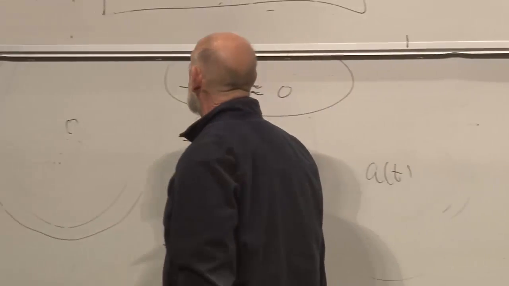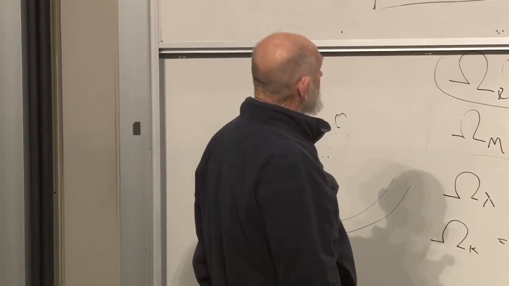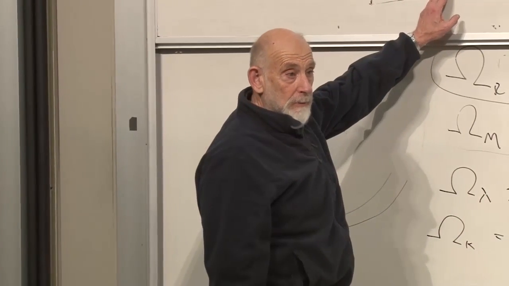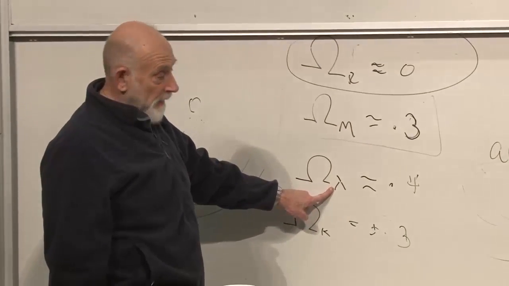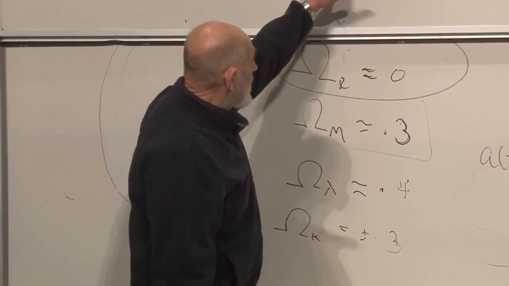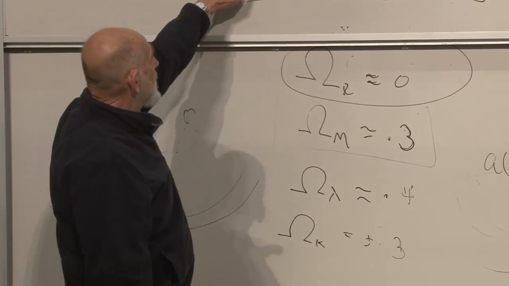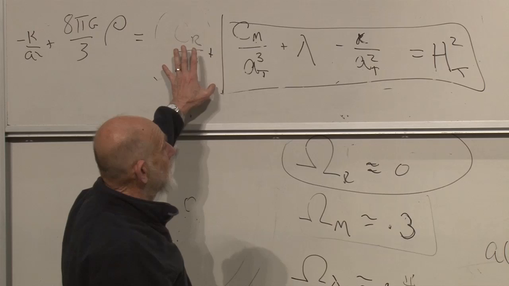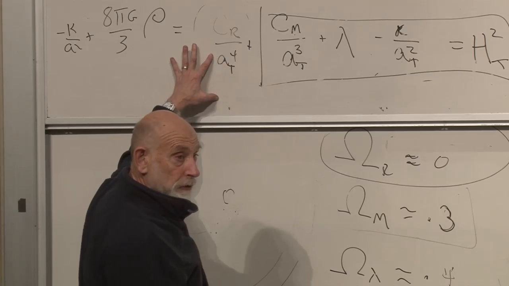And omega matter and the other one, what are they doing? When a gets large, what is going to be biggest here? Lambda is going to be biggest. So long in the future, omega lambda will be 1, and everything else will be small. Omega curvature will be less small than omega matter, which will be less small than omega radiation. But long in the future, it'll be dominated by lambda. Long in the past, it was dominated by radiation.